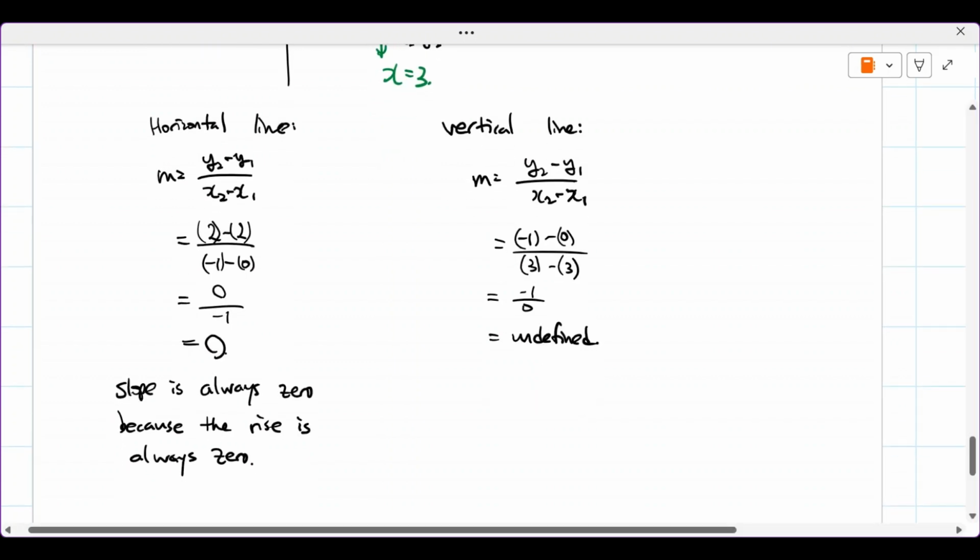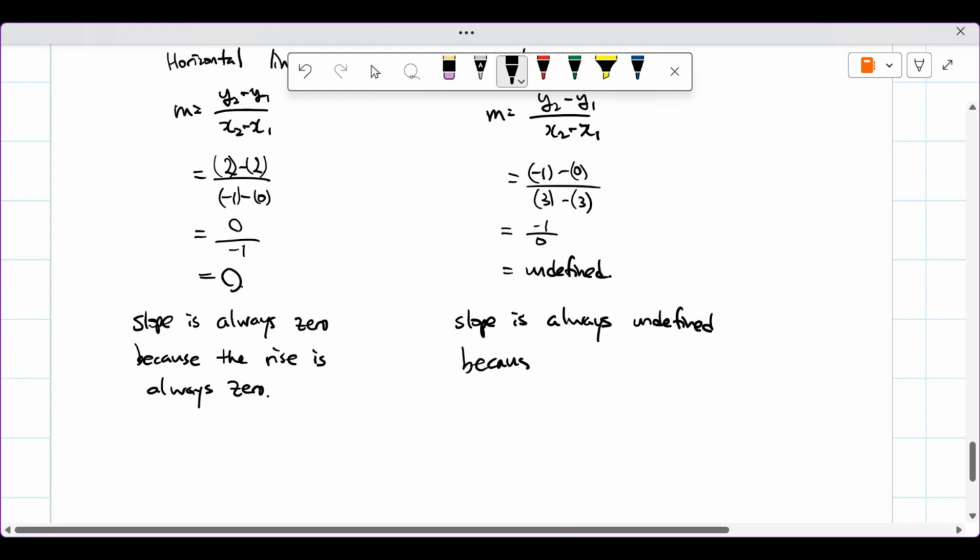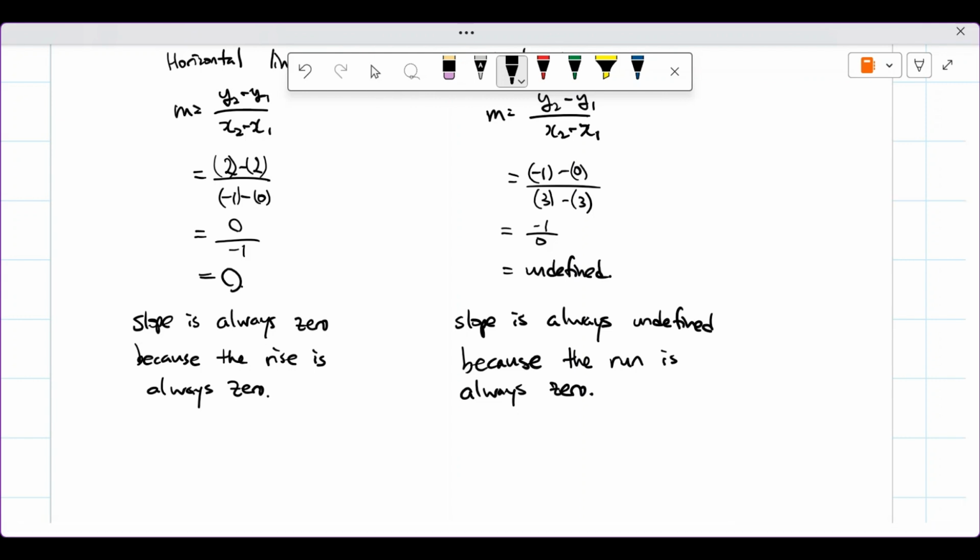And why is that? Because the slope is always undefined because the run is always 0. So the run is the denominator, the x2 minus x1. So that's always 0 for the vertical line, which means that we're always dividing by 0, which means that the slope is always going to be an undefined value.